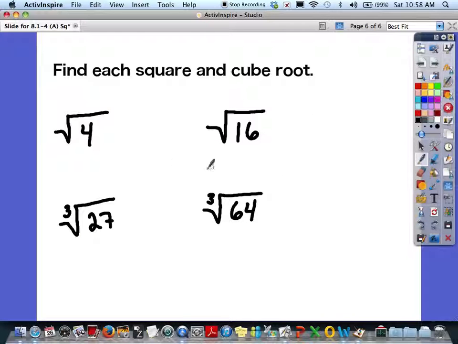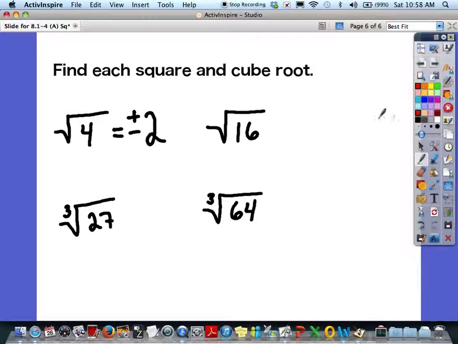Okay, let's try a few together now. Find each square and cube root. And this is all you're going to have to do after this video is just find square and cube roots. That's all you're doing. Okay, what's the square root of 4? Or what times itself equals 4? And we've already discussed that, plus or minus 2.